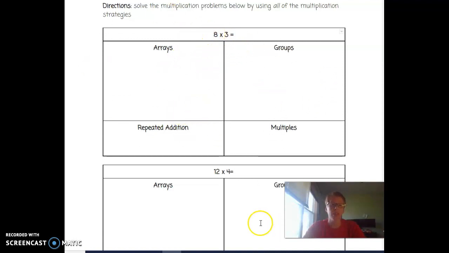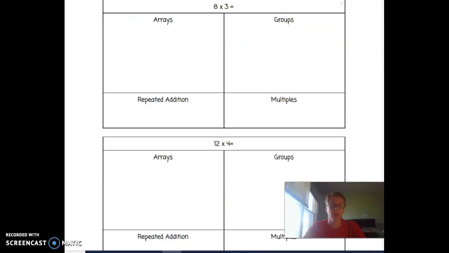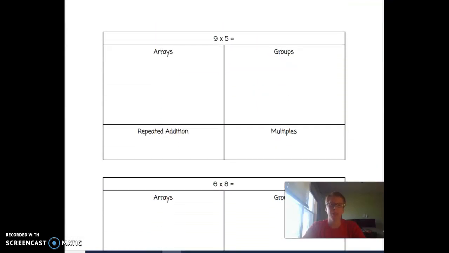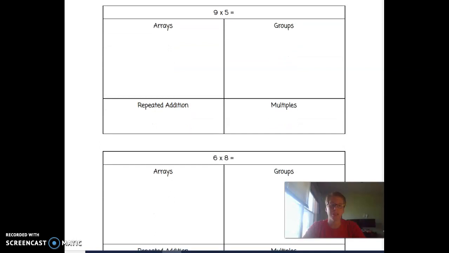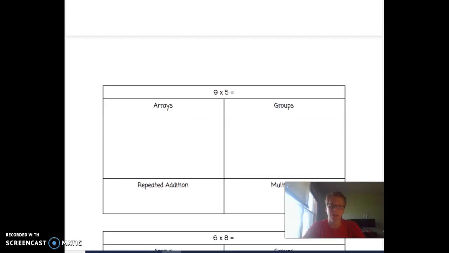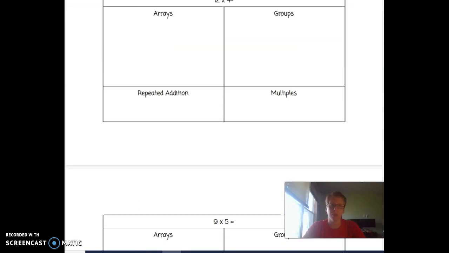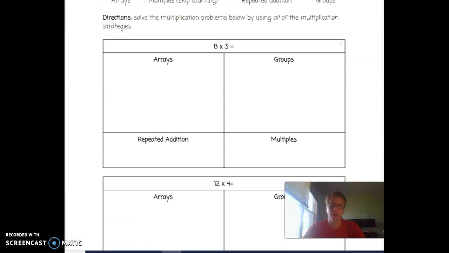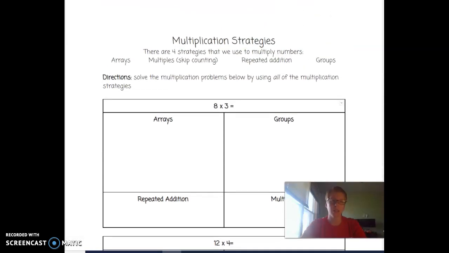So you're going to do that with 8 times 3, 12 times 4, and on the back of the page we have 9 times 5 and 6 times 8. So you're going to show those 4 multiplication problems with arrays, groups, repeated addition, and multiples.